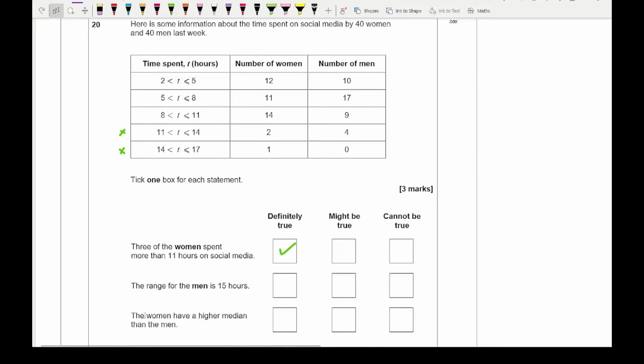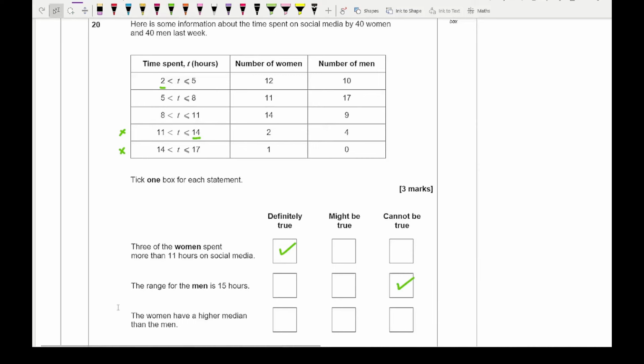It then says the range of men is 15 hours. Well, typically you think that the range is the biggest number take away the smallest number. Now, for the men, the smallest possible number is 2 and the largest possible number is going to be 14. Now, although the inequality says it's got to be greater than 2, it could be like 2.000001, so generally speaking we can treat that as being 2. Now, here we've got 14 take away 2, which is not 15, so therefore that cannot be true.